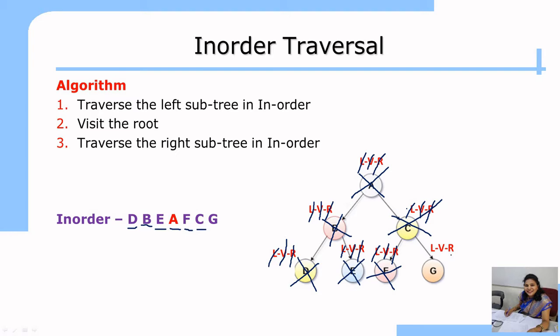Next step is what? Go to the left side. But there is nothing at the left side of the G. Next step is visit the vertex. So you write down the G. See? And go to the right side. There is nothing at the right side. So this is also over.